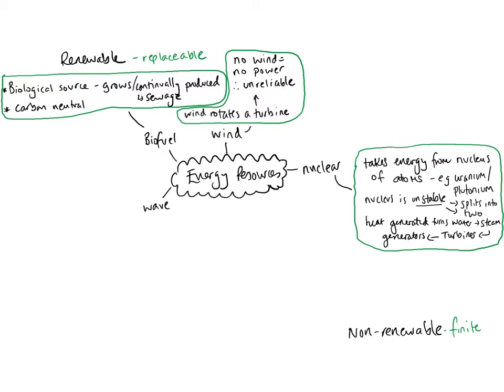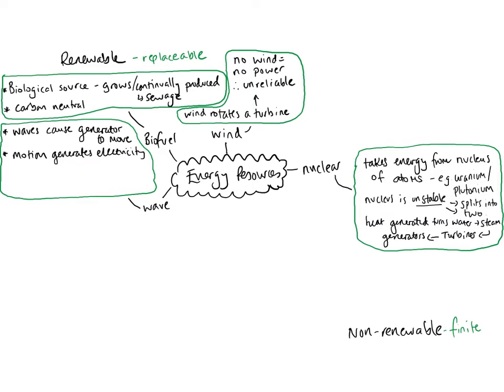We can also harness energy from waves as well. Waves on the ocean cause the generator to move, and it's the bobbing up and down, or this motion, that generates the electricity. A problem with this though is that you need lots of cables that are connected from the generators back to the land, and this can affect habitats of marine life and also birds.